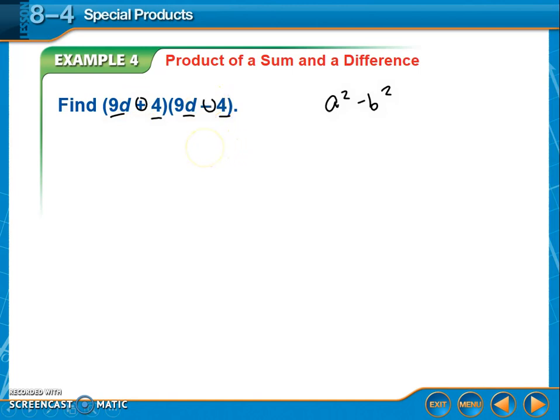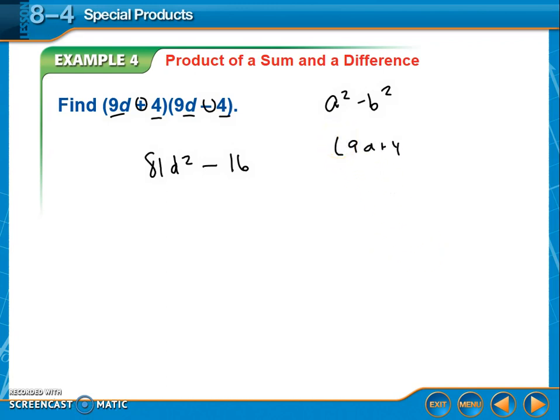Okay, so 9d squared is 81d squared, and it's going to be minus b squared, b was 4, so it's going to be 16. And that's it. And it's just to show you it's the same thing if you FOIL it out.